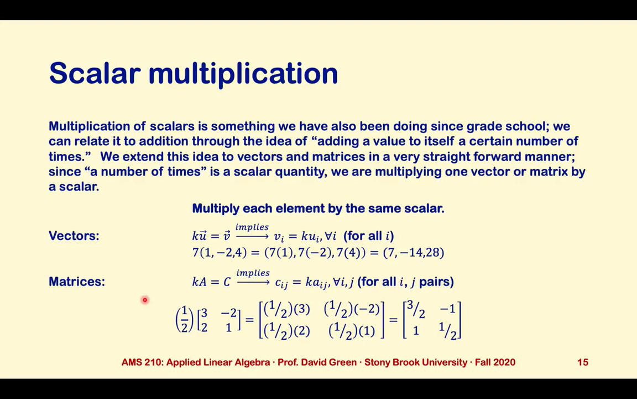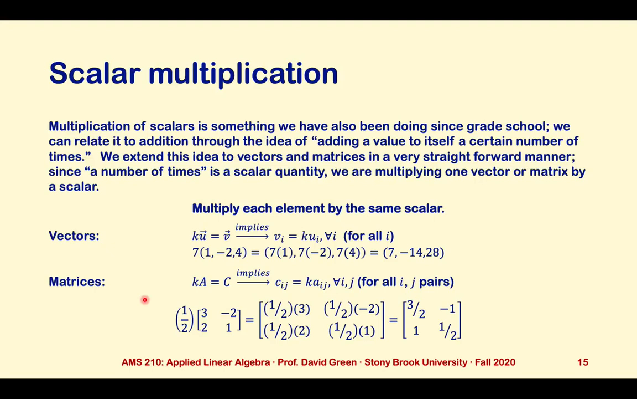Scalar multiplication is also pretty straightforward. Multiplication of scalars is really the second main operation you learn in grade school after addition. It can be related to addition through this idea of adding a value to itself a certain number of times. 3 times 2 is the same as 2 plus 2 plus 2, 3 times. We have to use a little bit of license in extending that to non-integer values, but the same idea basically holds true.